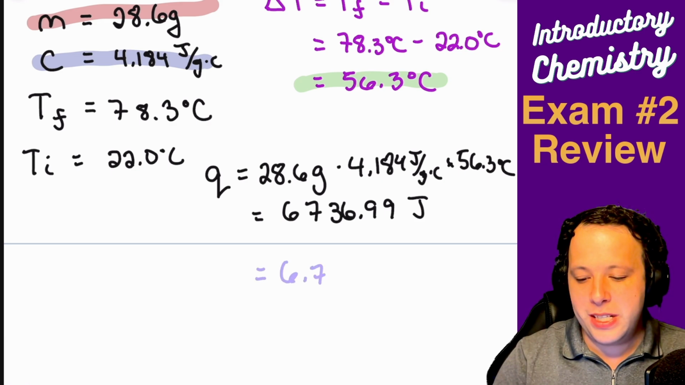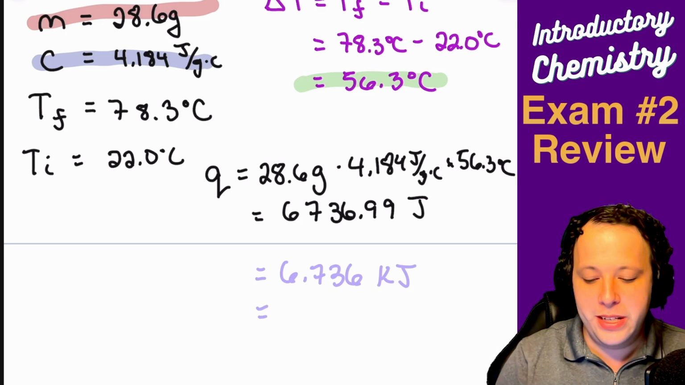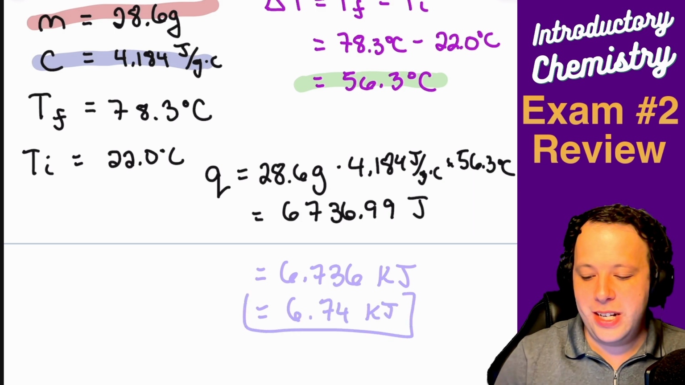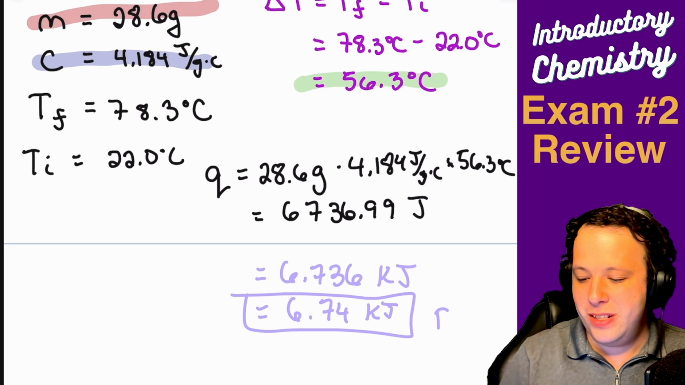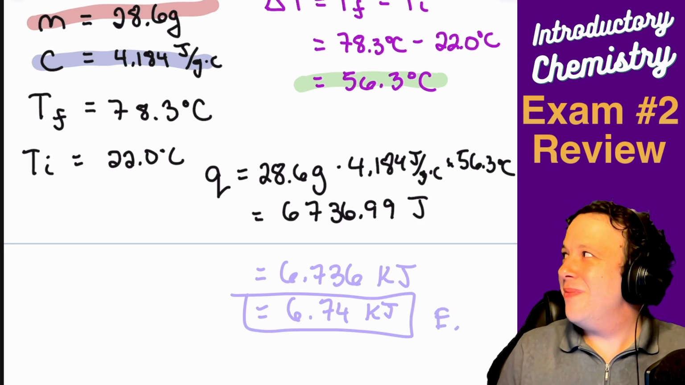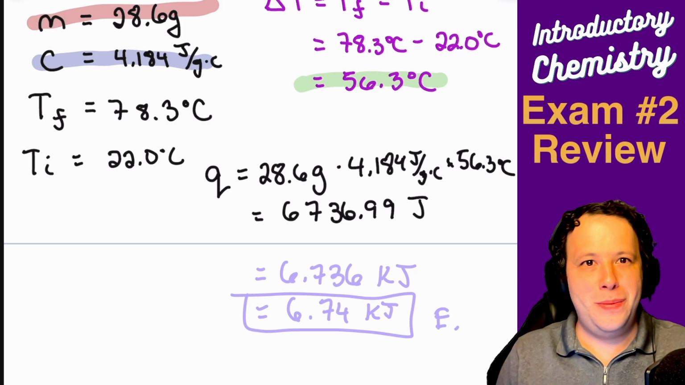So 6.736 kilojoules is how many kilojoules we'll have when we divide by 1,000. We round it to the correct sig figs, and that would be our correct answer, which in this case was E. Okay, right, that's the idea. Let's switch back to our other screen.